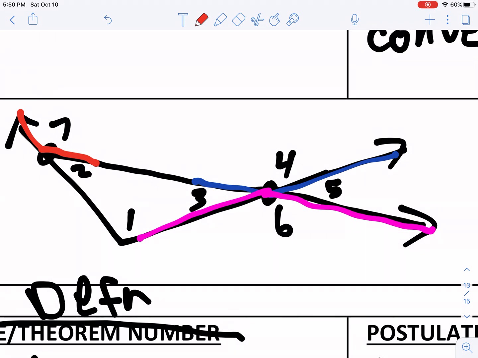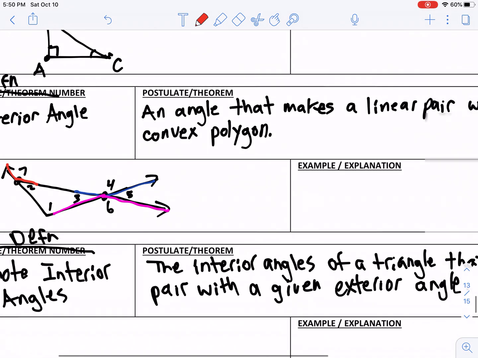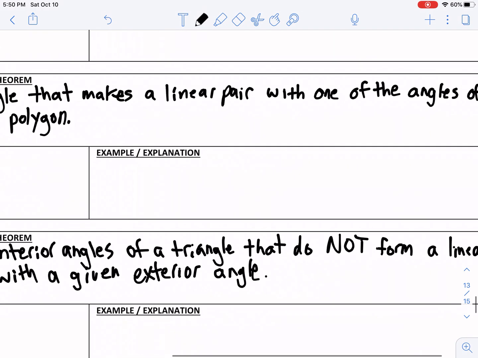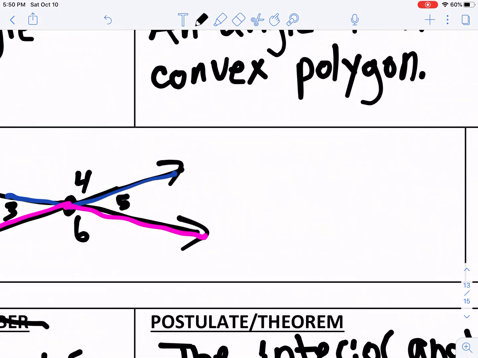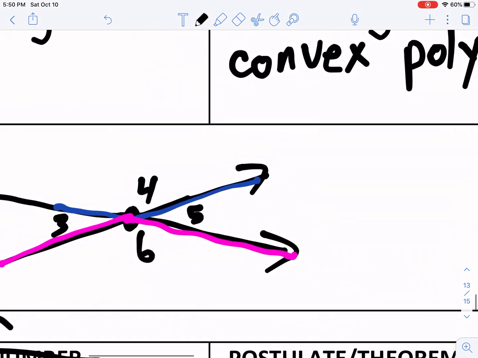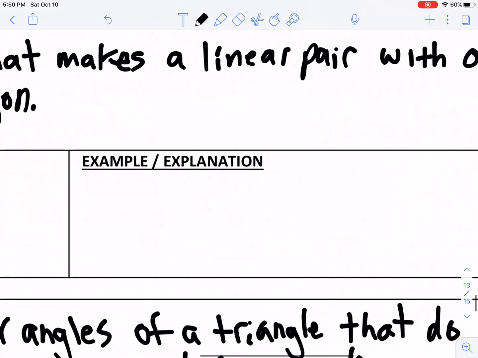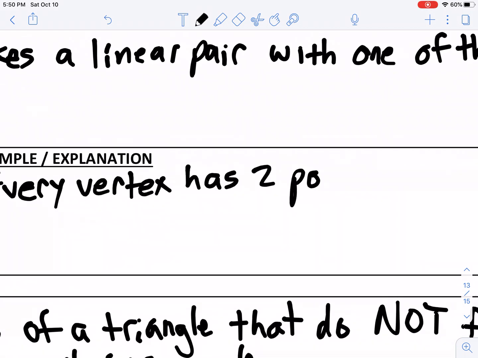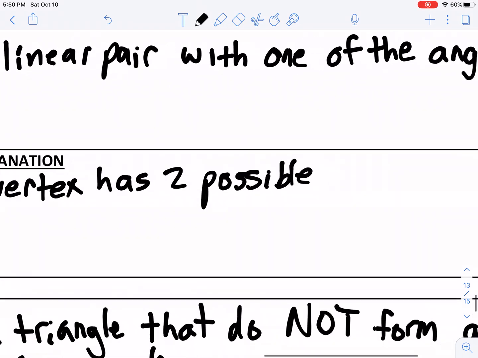So the only exterior angles we have here are angle 7, which forms a linear pair with 2, angle 4, which forms a linear pair with angle 3, and angle 6, which forms a linear pair with angle 3. Okay? So those guys would be our exterior angles. Now, every vertex has the possibility of 2. Notice we had 2 here, angle 4 and angle 6, at that vertex, that form linear pairs with 3. So every vertex has 2 possible exterior angles.